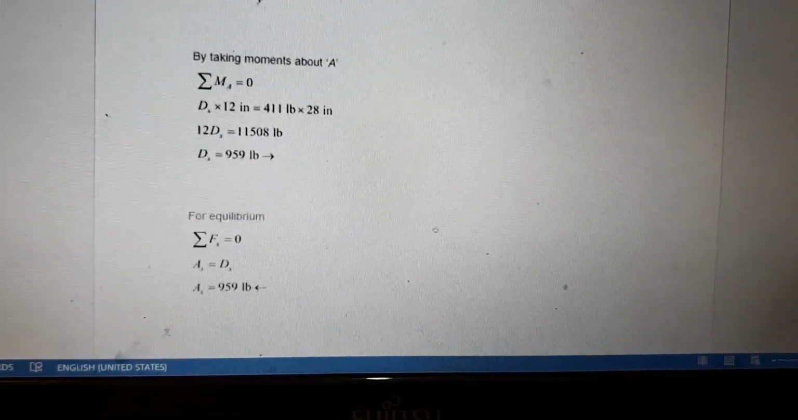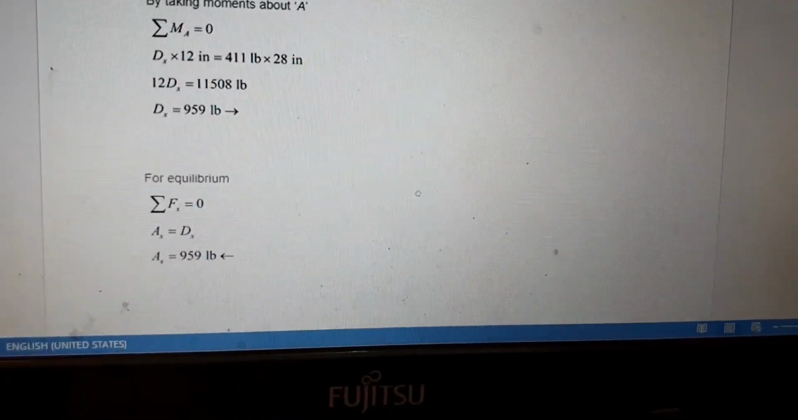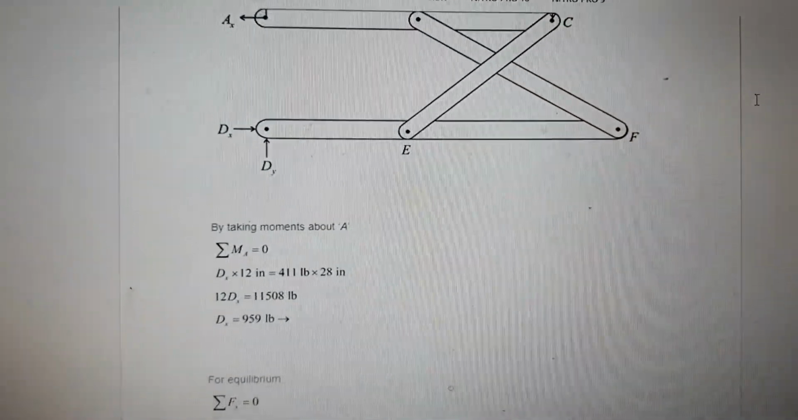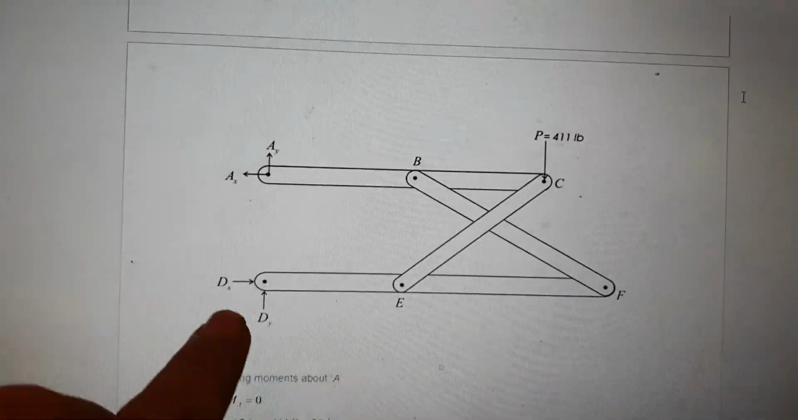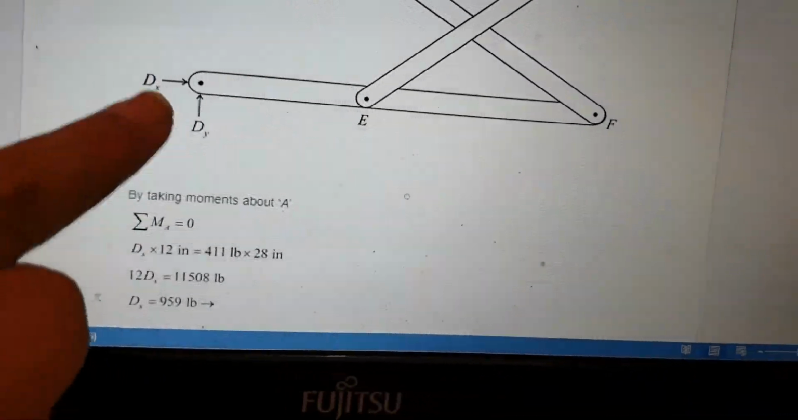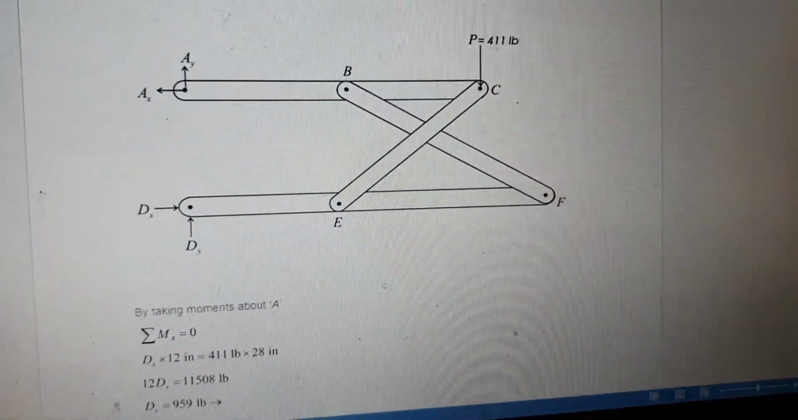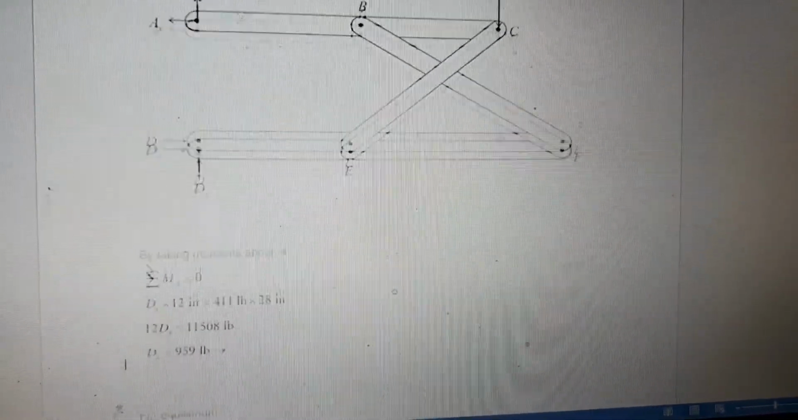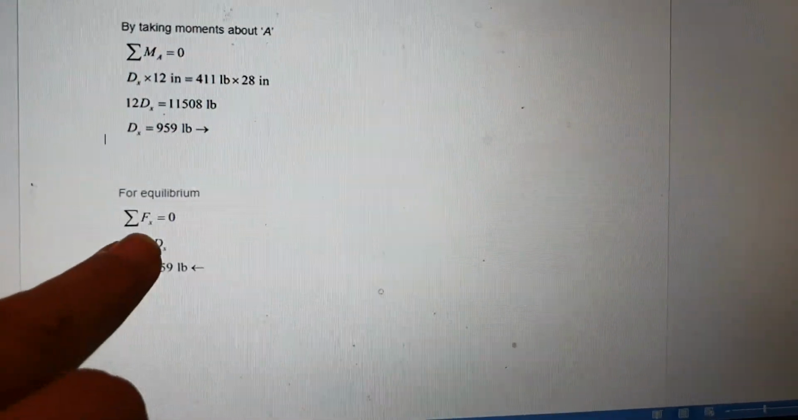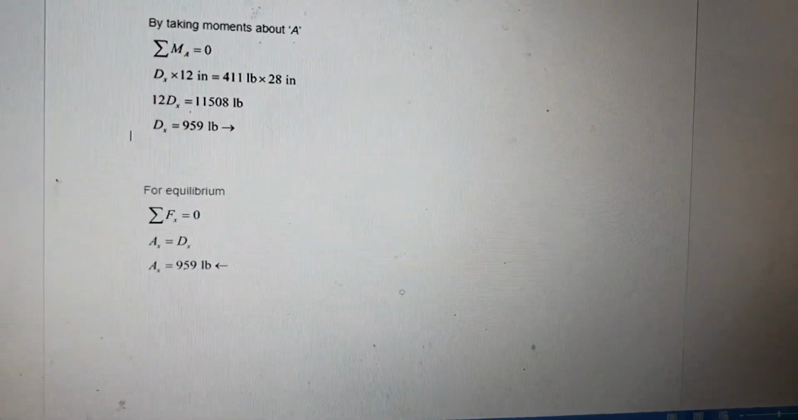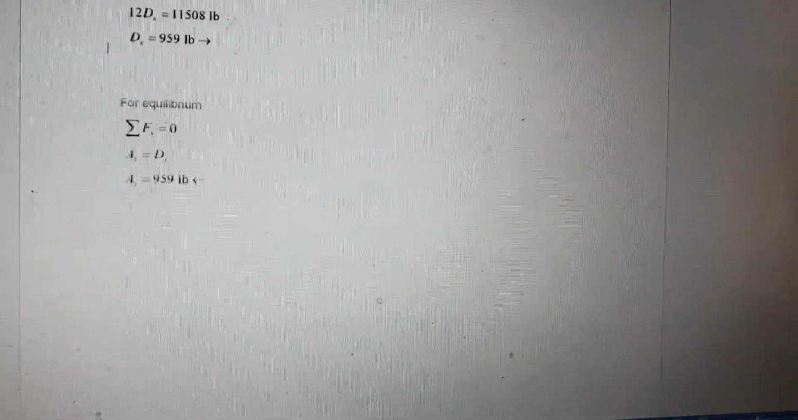To apply equilibrium, we have to find summation of force at x equal to 0. Remember, here there is nothing else in the x except Dx and Ax. So we found Dx, we could find Ax by doing summation of forces at the x. So summation of forces at x equal to 0, Ax equals Dx, so Ax is equal 959 pounds to the left.